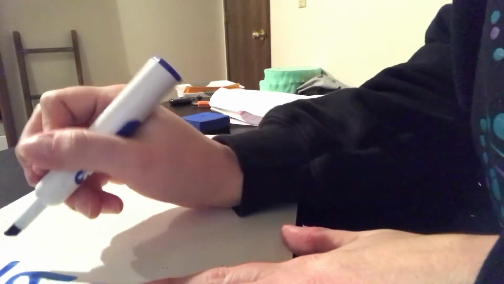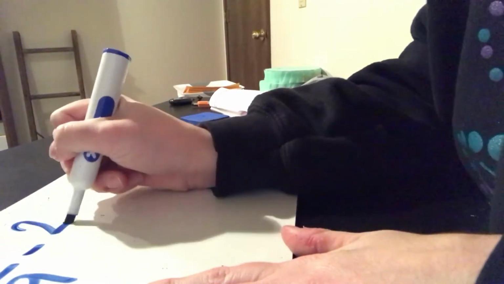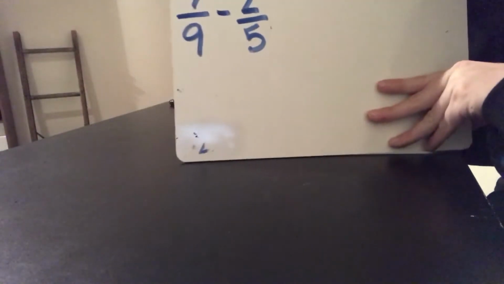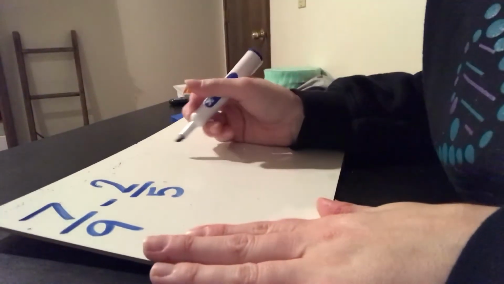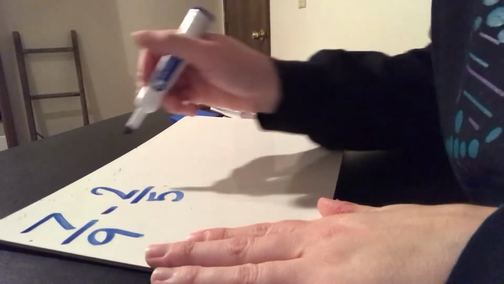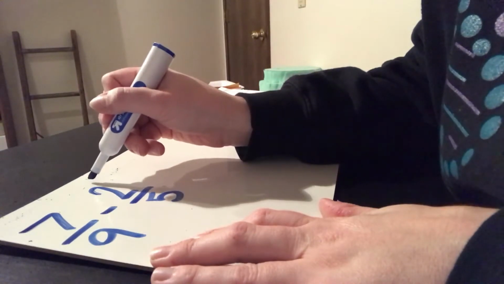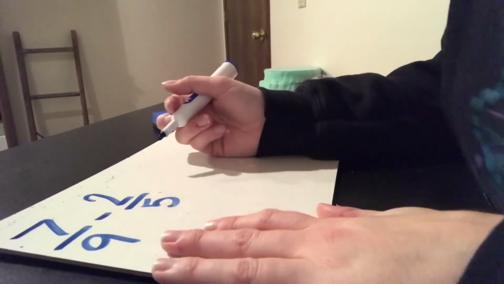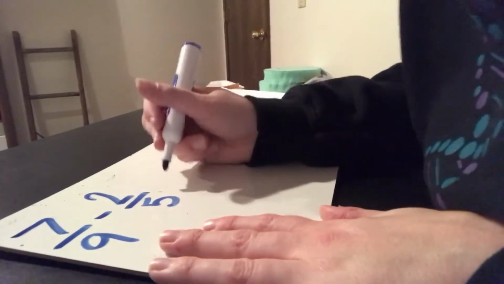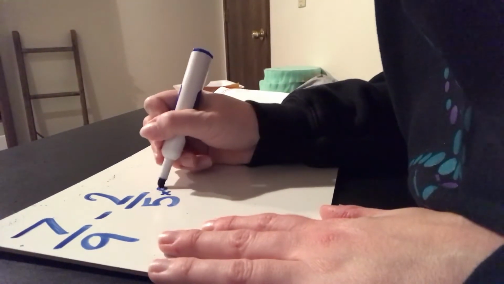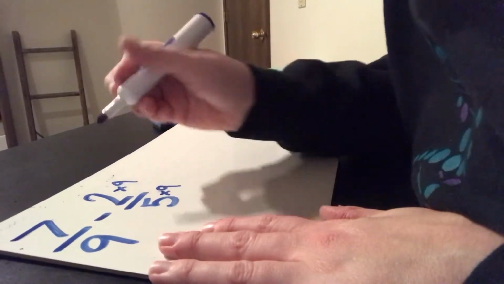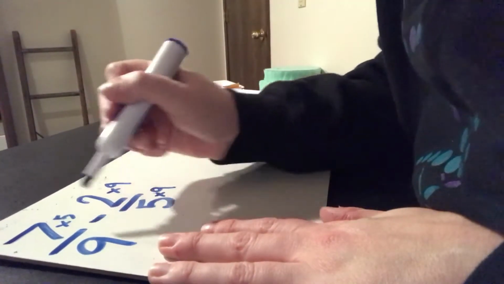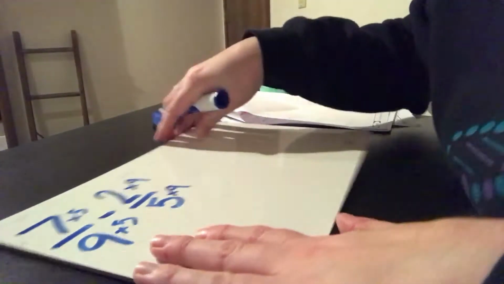7/9 minus 2/5. Looks just like that. Okay. So, I'm going to go ahead and do butterfly with this one. Or actually, I'll do standard algorithm again. So, I'm just going to multiply them against themselves because I know 9 times 5 is 45. So, I'm going to go 5 times 9, 2 times 9, 7 times 5, 9 times 5.